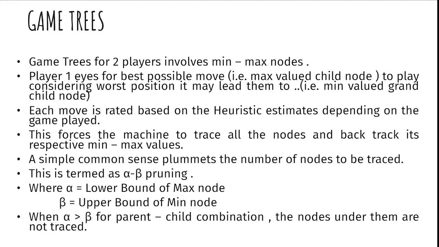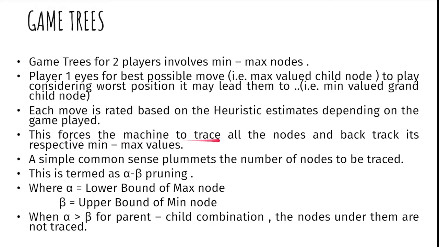This is a short recap on the game trees that have been taught by Professor Mandal in our course. Game trees for two players that we have considered here involve min and max nodes. Player 1 aims for the best possible move, that is the maximum value child node, to play, considering the worst position it may lead them to, that is the minimum value grandchild node. Each move is rated based on the heuristic estimates that have been considered while making a game tree.